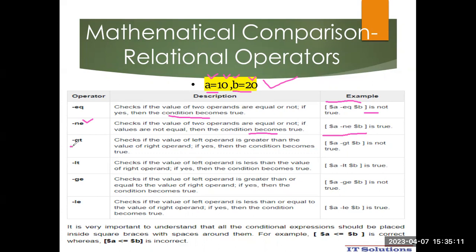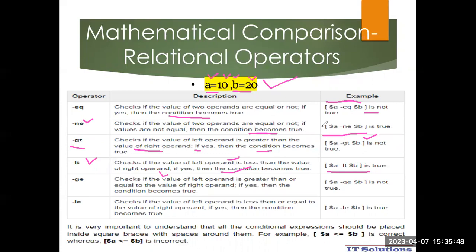Another relational operator we have is greater than. If you want to check whether, out of two values, the left value is greater than the right value, it checks if the value of the left operand is greater than the value of the right operand. If yes, then the condition becomes true, and you can write the condition in this way. Then we have the less than operator. It checks if the value of the left operand is less than the value of the right operand. If yes, then the condition becomes true. You can write the condition in this way.